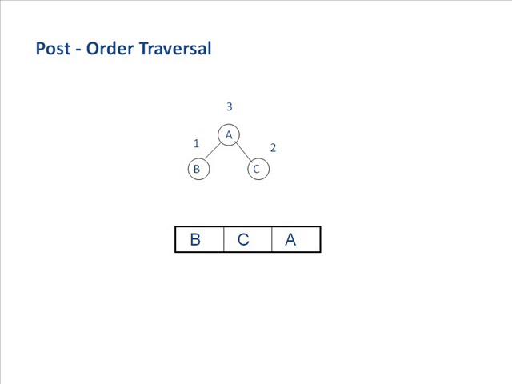Suppose there is a tree with only three nodes, A, B and C. A is at the root, B is the left child and C is the right child. The post-order traversal says, first you visit the node B, which is the left child node. Then you visit the right child node and then you visit the root node. So the traversal BCA of this small tree is post-order traversal.